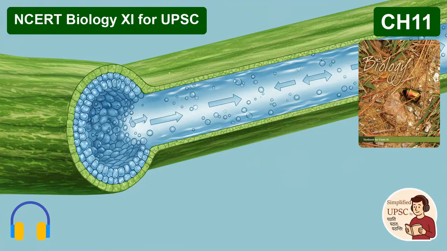Exactly. The flow in the phloem is bidirectional. It can go up or down. What determines the direction? It's completely dictated by metabolism, specifically the source-sink relationship. A leaf doing photosynthesis is a source of sugar. A growing root is a sink that uses sugar, so the flow is downwards.